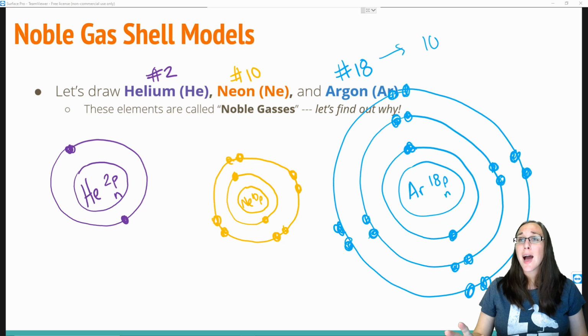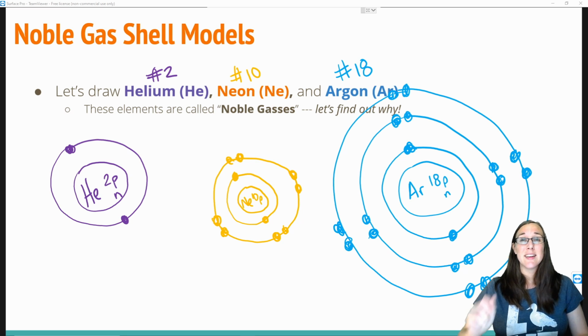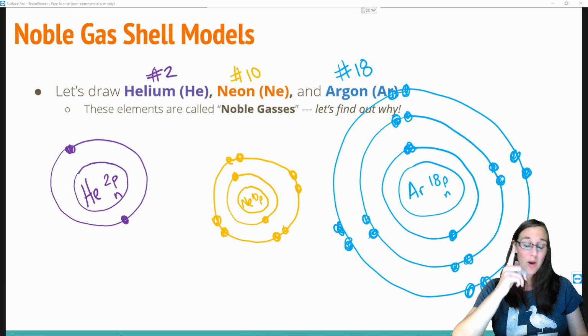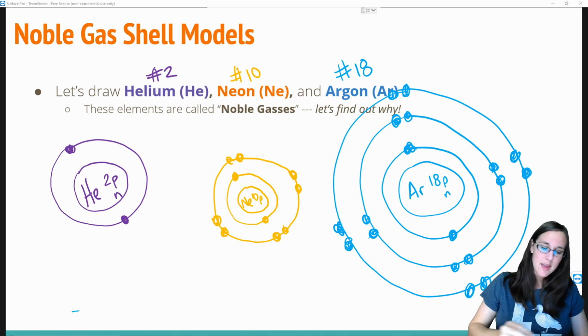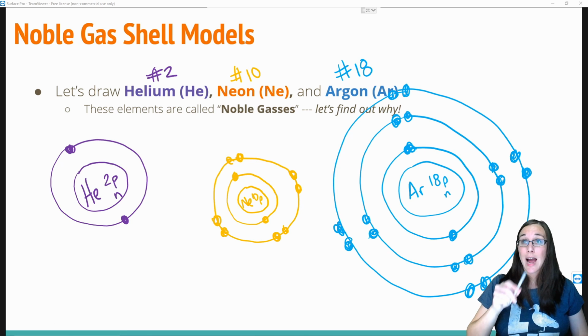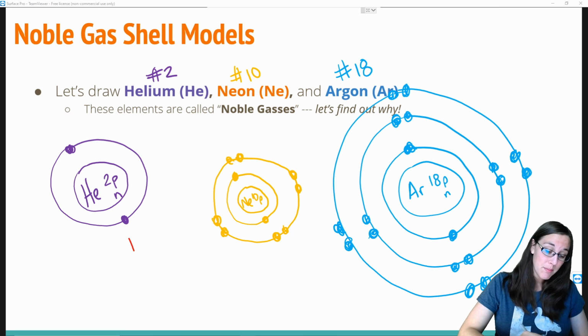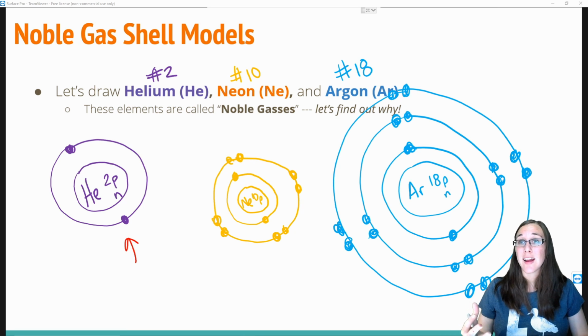Anyways, so now what you should see is that we have 18 total, and although the size is different between the different models here, what do you notice that's the same between them? What is something that is the same? Hopefully, you're picking up on the fact that the outer shell, the outermost shell, is completely filled. In helium, you can't fit any more in that first shell. 2 is the max. That's all it's got in its bank account. It's $2, right? Poor thing.